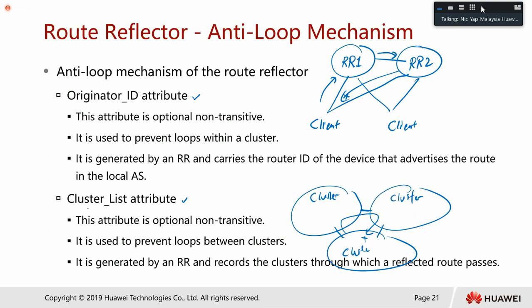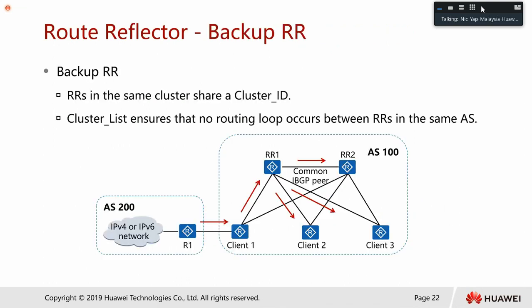After mentioning the loop mechanism, next we look into the backup RR. Under the backup RR, what is inside? RRs in the same cluster share the same cluster ID. If you are under two clusters, then they have different cluster IDs. Under the same cluster ID, you belong to the same cluster. The cluster list ensures that no routing loop occurs between RRs in the same AS.